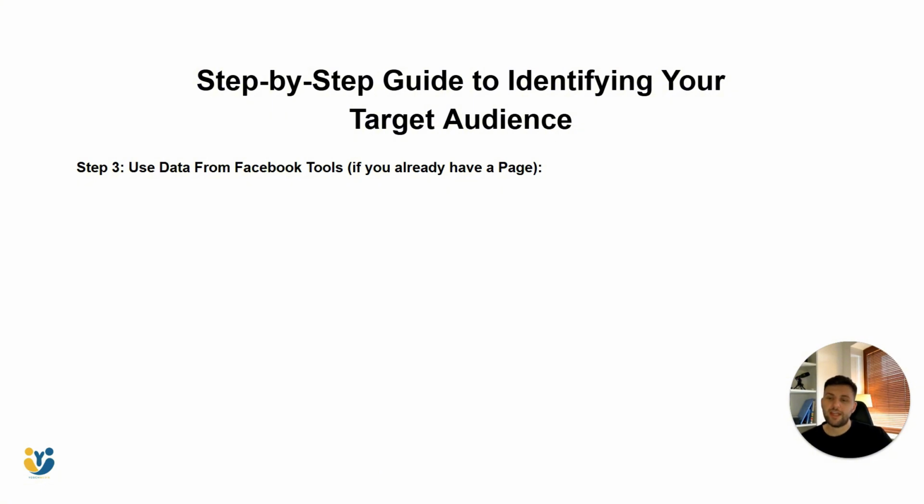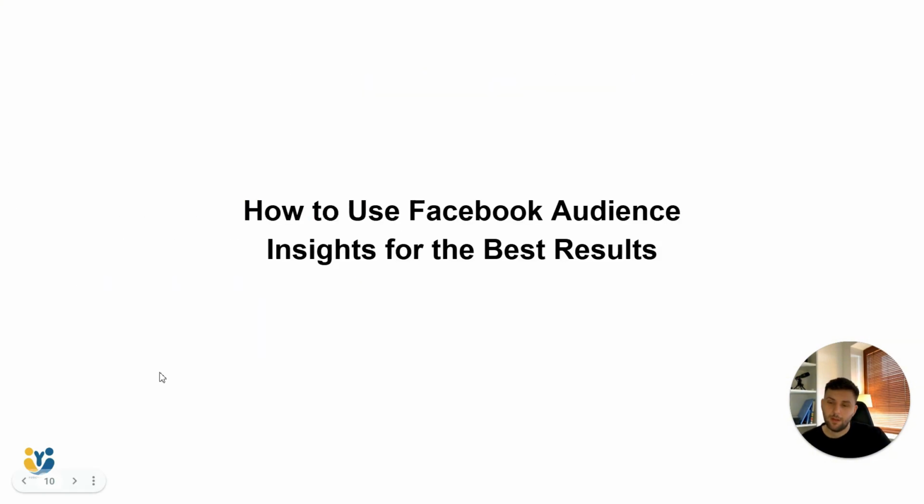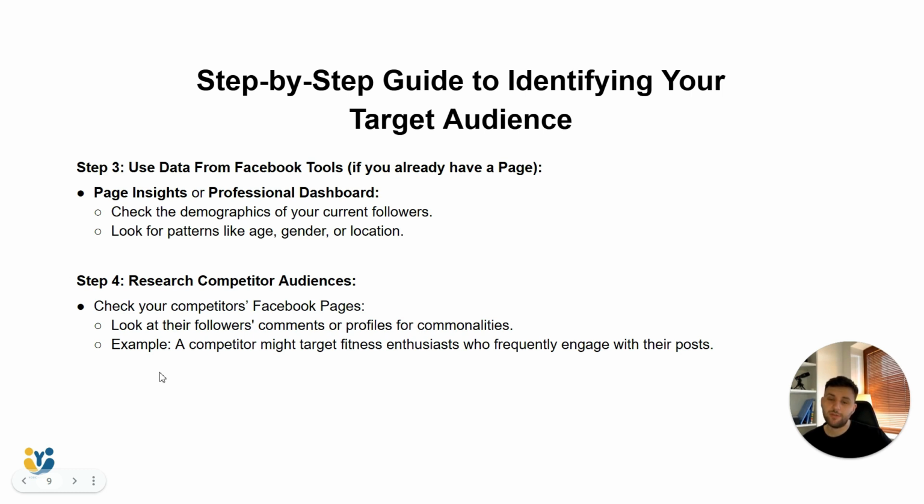So, step number three. Sorry. You need to use data from Facebook tools. If you already have a page that exists and already has some kind of reputation, right? So you either go to page insights or professional dashboard, and I'm gonna go over this with you, so don't worry about that, like I've said. And you will check the demographics of your current followers, which we covered in the previous section. Look for patterns, right? Look for patterns like age, gender, and location.